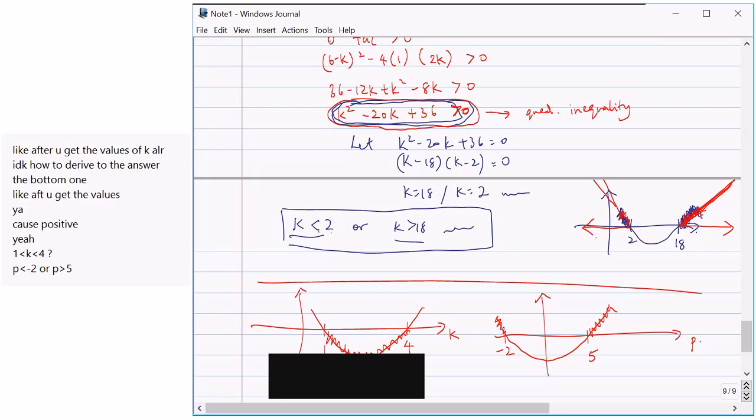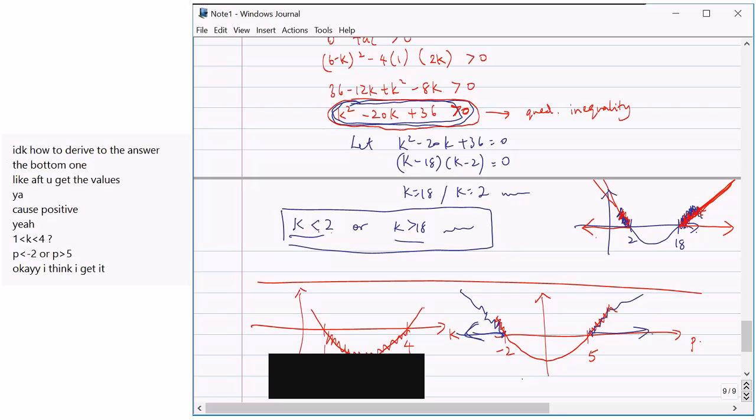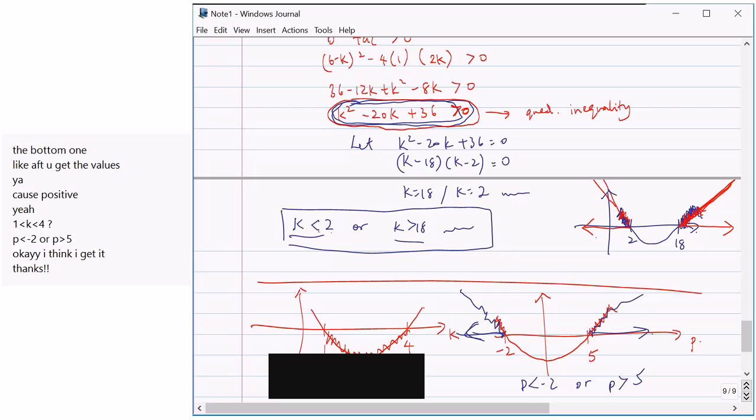Very good. p is less than -2 because I want all the p to the left of -2, and p is bigger than 5 because I want all the p's that are to the right of 5. Exactly. Okay, very good. Any more?